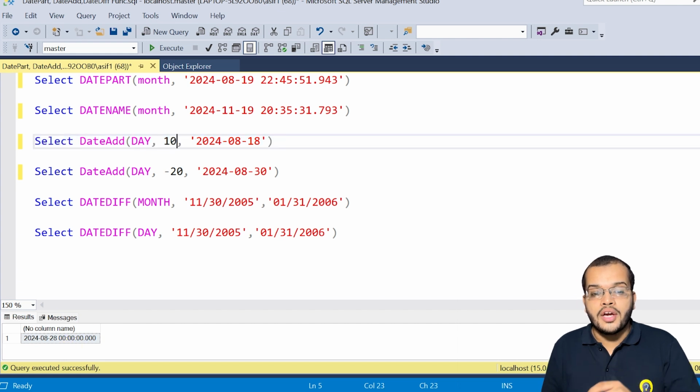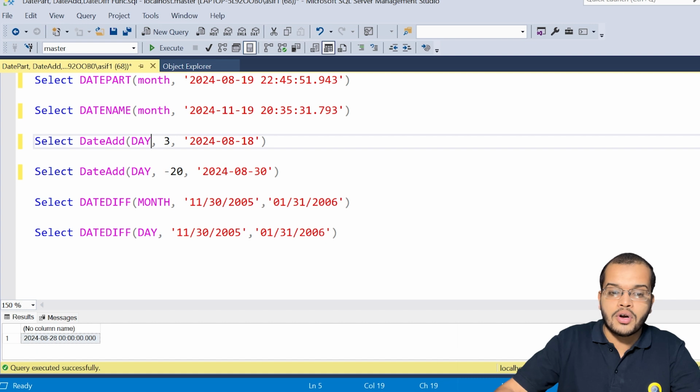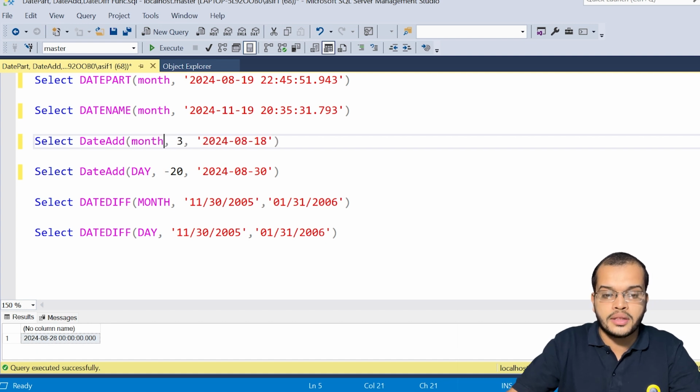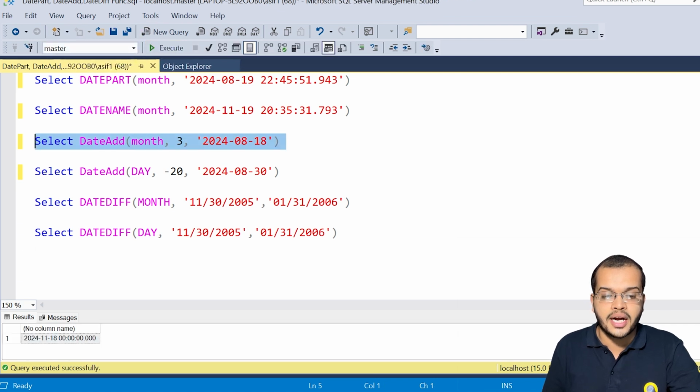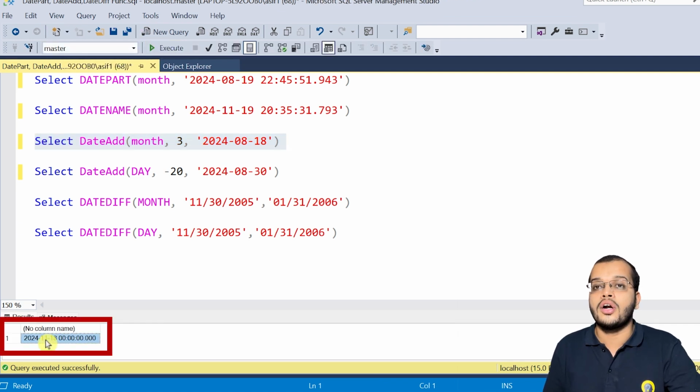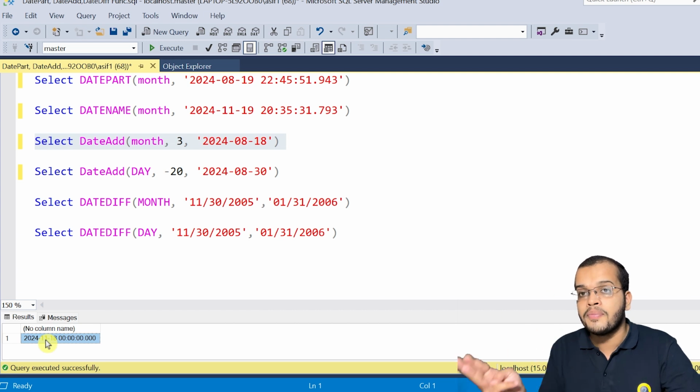So now if I would like to add 3, and now from day I would like to change it to month. From 8th August, 3 months I am adding it. We can see that we have got 11 November, right? So 3 adding with the 8.